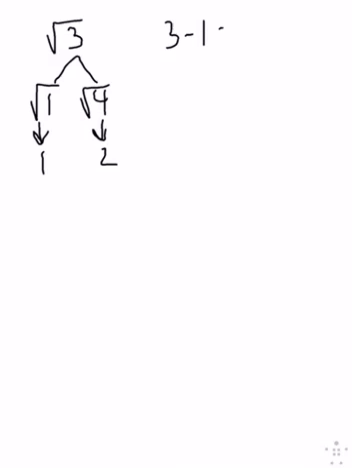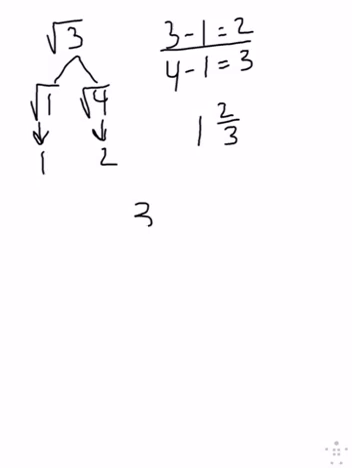Number 20, the square root of 3, we've already broken down into the square root of 1 and the square root of 4, which is 1 and 2. I'm going to make my fraction 3 minus 1, which is 2, and 4 minus 1, which is 3. My answer is 1 and 2/3.